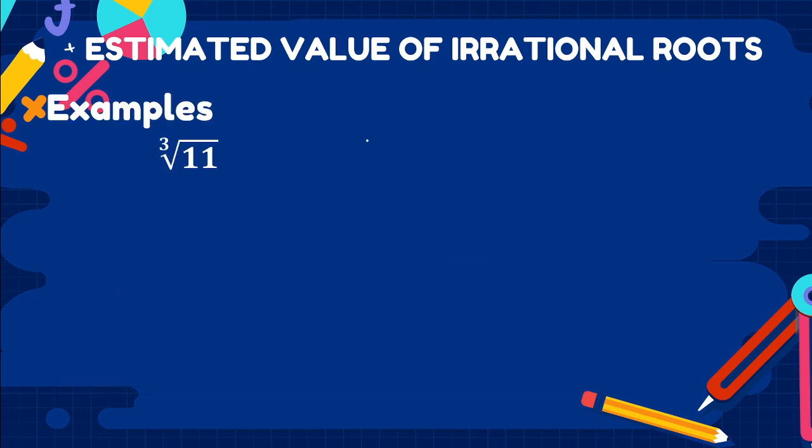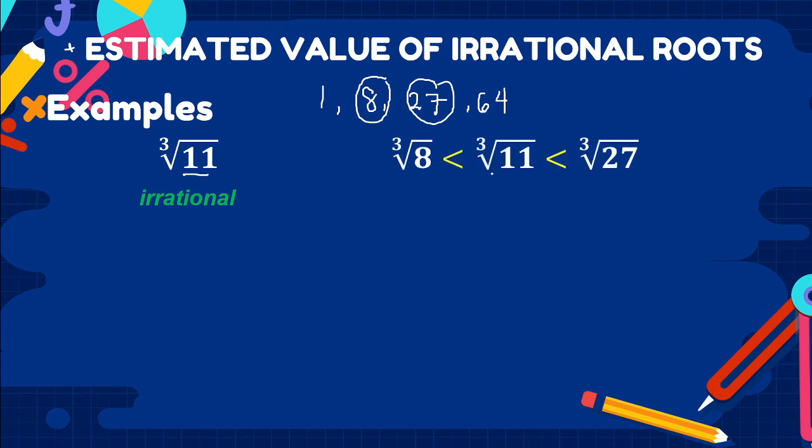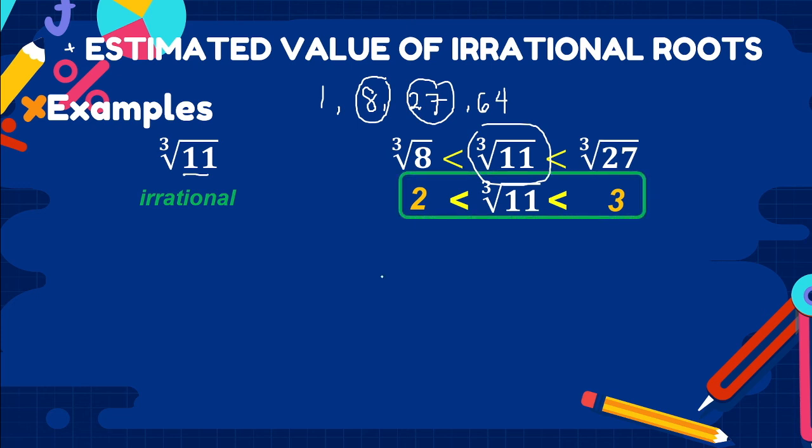Next, cube root of 11. This is irrational, so let us enumerate the perfect cube numbers. We have 1, 8, 27, 64. So 11 is close to 8 and 27, in between. So we can say cube root of 11 is in between cube root of 8 and cube root of 27. Cube root of 8 is 2, cube root of 27 is 3. So that means cube root of 11 is in between 2 and 3. So this is the answer.